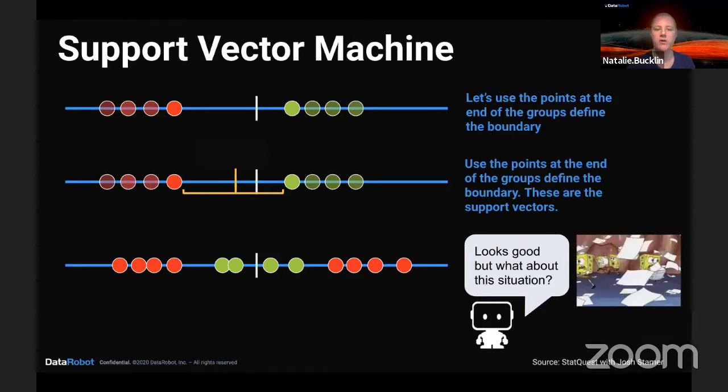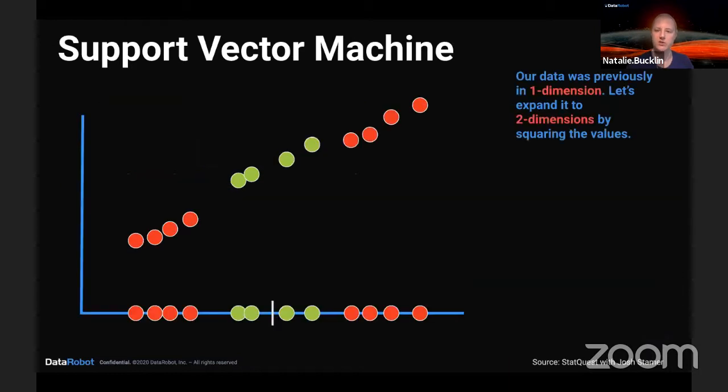So what we're actually going to do is we're going to go from one dimension into two dimensions. So in this example, this data is on one dimension. It only has an x-axis. If we want to go into two dimensions, we would add a y-axis. So let's see what that looks like.